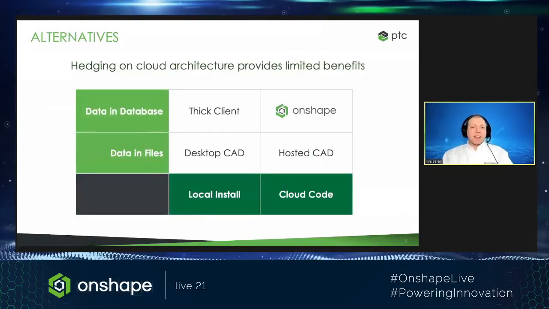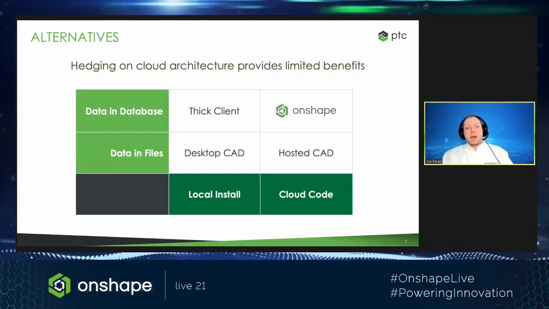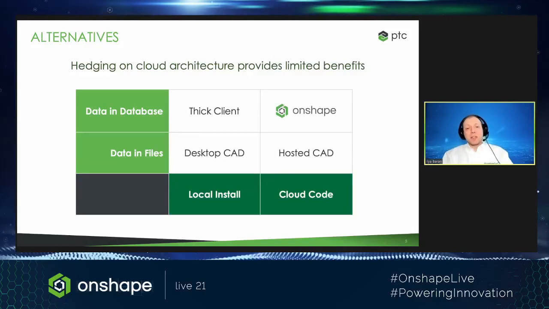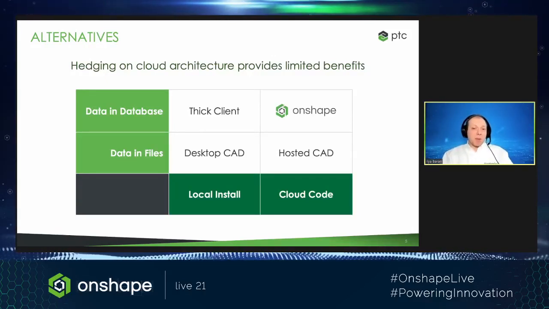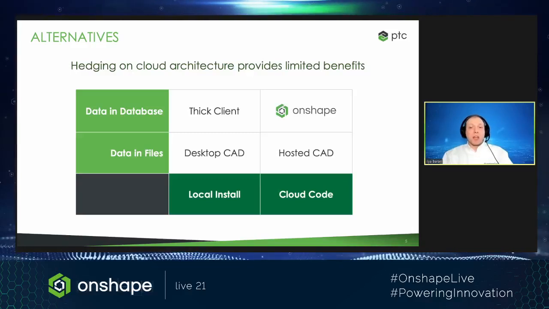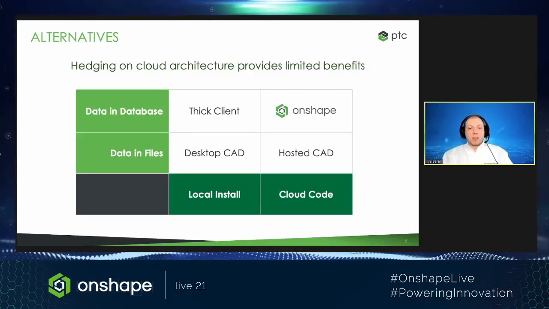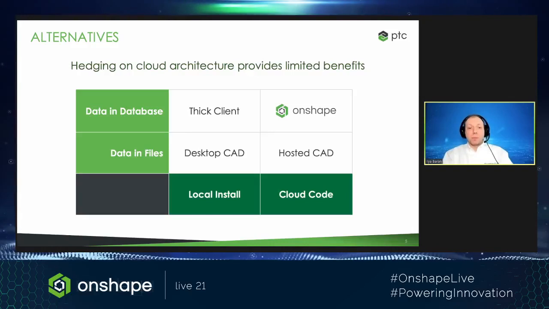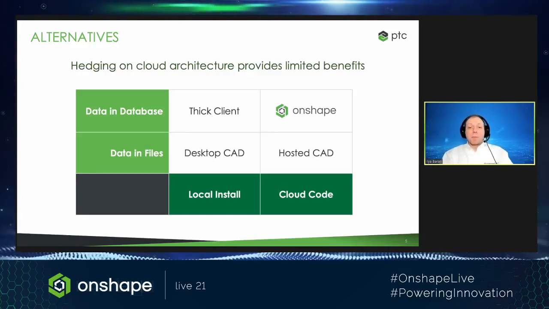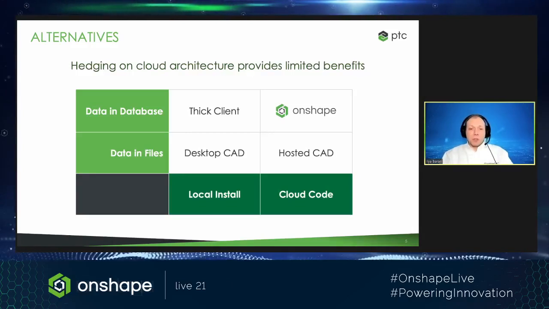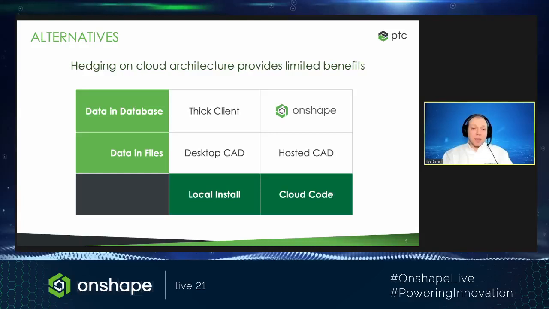So we can roughly classify other CAD systems by where the code runs and where the data is stored. In the lower left corner, we have desktop CAD, which is installed locally and stores data in files. And people are generally familiar with the pros and cons of that model. In the top right corner, there's Onshape. And then there are two halfway solutions that are often marketed as cloud, hosted CAD and thick client.